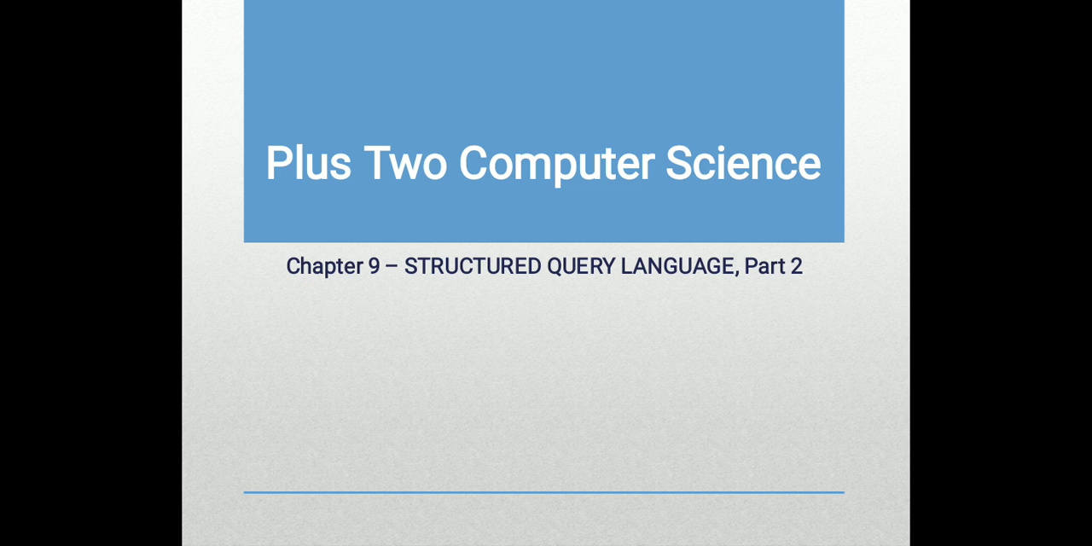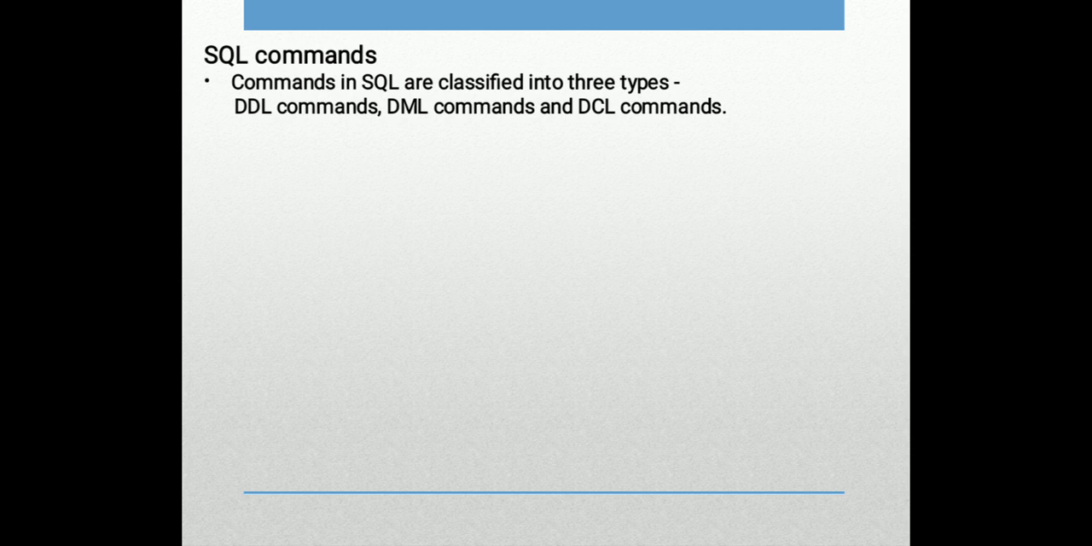So the next topic is SQL commands. Commands in SQL are classified into three types: DDL commands, DML commands and DCL commands. The DDL, DML and DCL are the basic components of Structured Query Language. We discussed in the last class what is meant by DDL. DDL means data definition language, DML means data manipulation language and DCL means data control language.